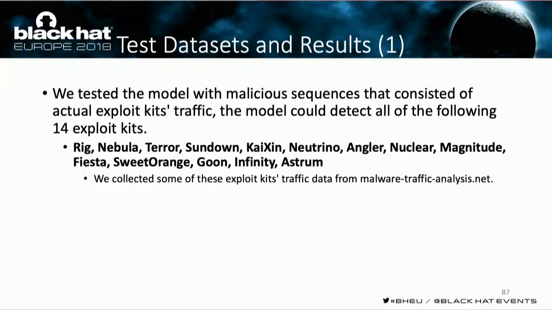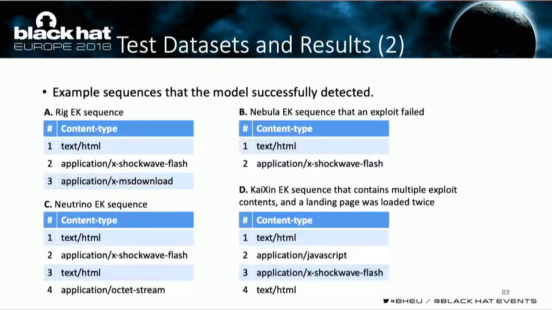We tested the model with malicious sequences that consisted of actual 14 exploit kit traffic, such as Rig, Nebula, Terra, and so on. Then, the model could detect all of them. These are examples that the model successfully detected. Sequence A is a Rig EK sequence. That is very typical. B is a Nebula EK sequence that the exploit failed. This sequence ends without payload.